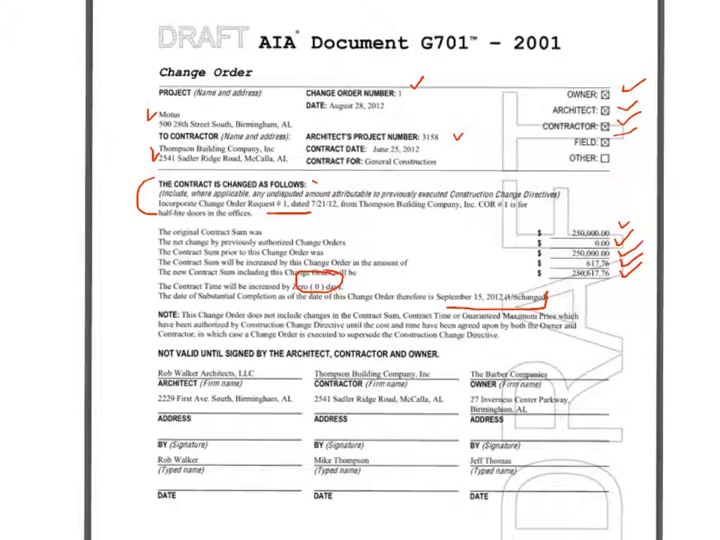Now, it's important to fill in all these blanks when issuing a change order. Then the signature blocks are filled out and ready for all parties to sign. Once they're signed, then this change order is officially a change to the contract agreement between the owner and the contractor.